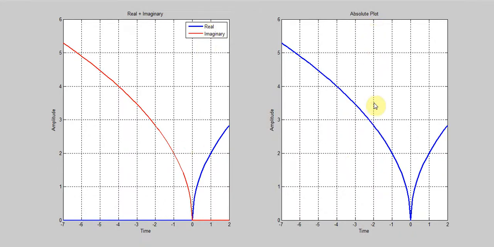What does the absolute plot do? It just plugs the x values into your function and then takes the magnitude of it, so you can get rid of the negative values, because whatever you scale, you will get a positive value. On the other hand, the other plots are just imaginary and real numbers.